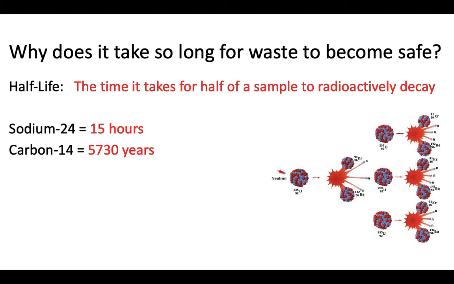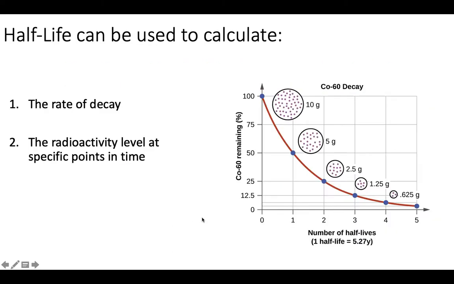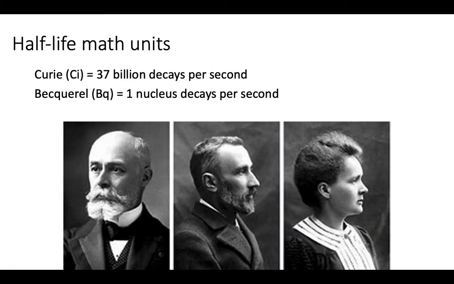Carbon-14 will degrade every 5,730 years. Half of potassium-40 will take about 1.26 billion years. So you can see uranium-235, which is very commonly used in nuclear power plants, has a half-life of 704 million years. So in order for this nuclear waste to decay to a point where it's safe, we're going to need a lot of time, right? Hundreds of millions, if not billions of years. Half-life can be used to calculate the rate of decay and the radioactive level at specific points in time. We're going to do a lot of practice with these types of problems, and we'll do a lab on it as well.